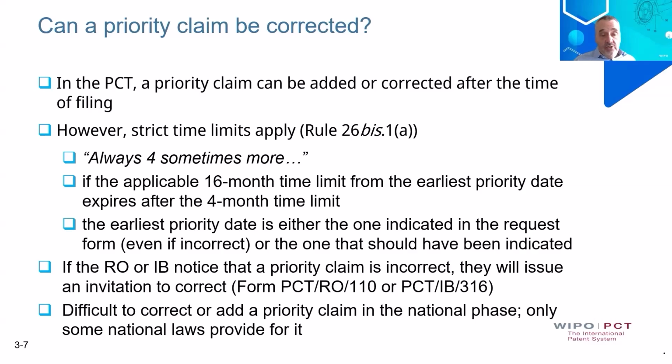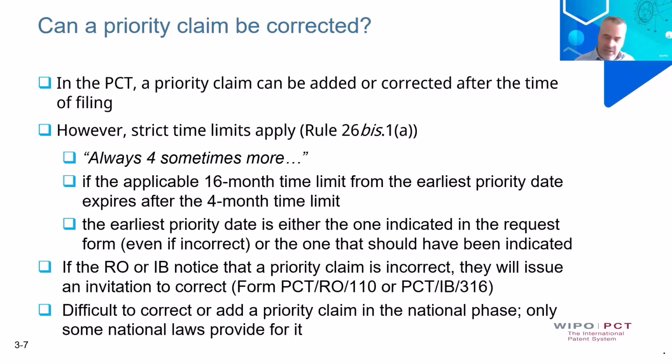So if you do make a mistake, you can come in yourself with a correction, and it's of course great if you notice it within 4 months. The RO or the IB will take a look at your application, and if they notice that something is apparently incorrect with your priority claim, they will invite you to correct. So the RO will send out PCT RO 110 and the IB PCT IB 316.